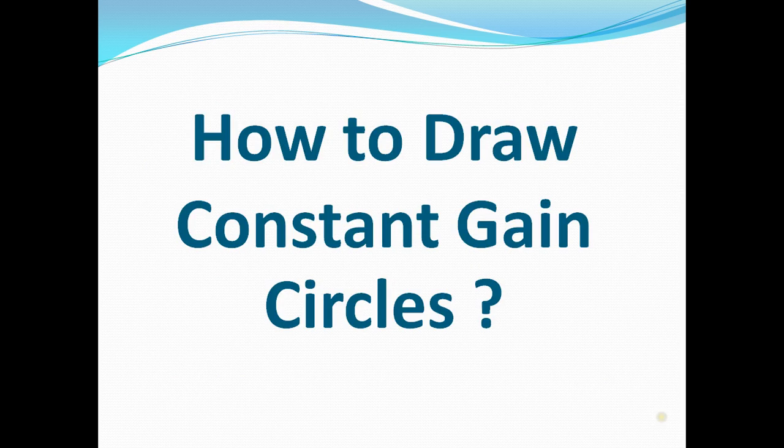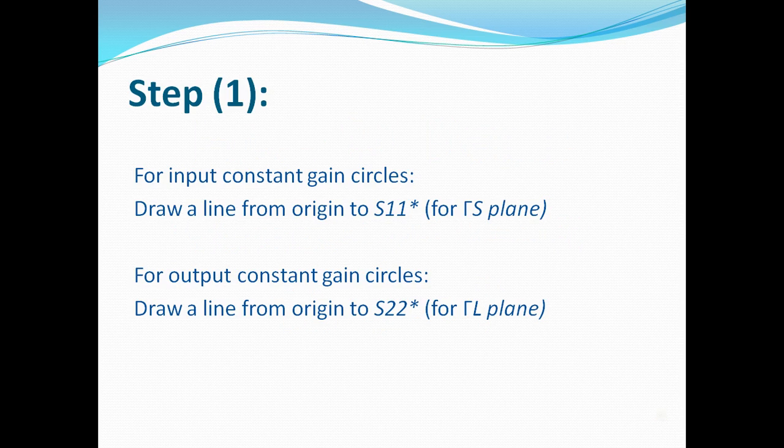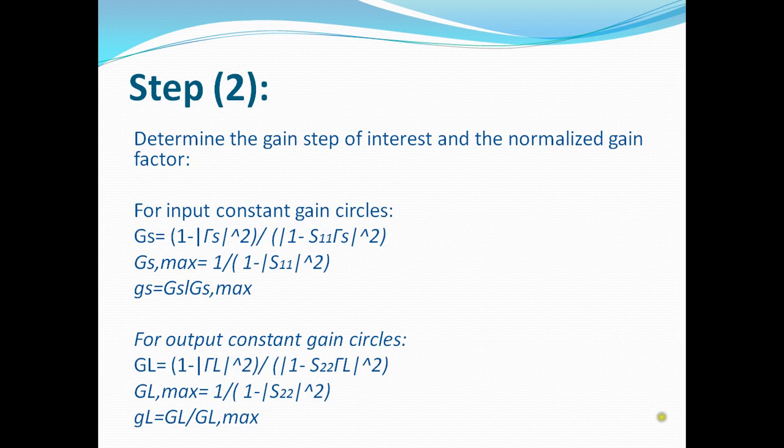Now the question is, how to draw constant gain circles? Step 1. For input constant gain circles, we start by drawing a line from the origin to the parameter S11 conjugate for the gamma S plane. For output constant gain circles, we start by drawing a line from the origin to the parameter S22 conjugate for the gamma L plane. Now step 2. Determine the gain step of interest and the normalized gain factor.